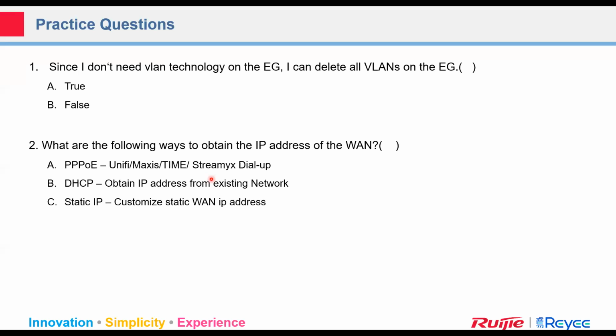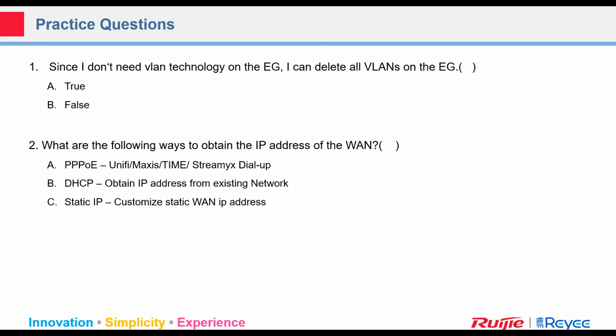So another round of quiz. Question 1. If I don't need VLAN on this EG, I can delete all the VLAN. Is it true or false? All right, good. Everybody says false. So you cannot delete all the VLAN in the EG, even though you don't need VLAN. The EG requires the native VLAN in order to work.